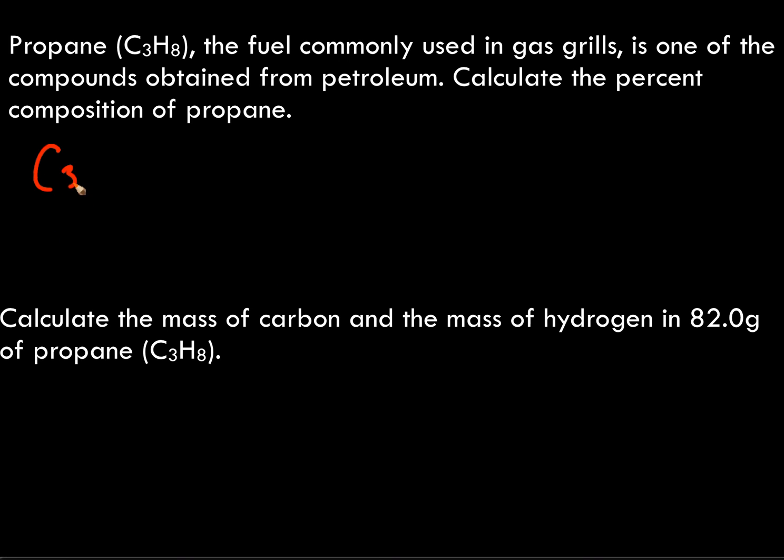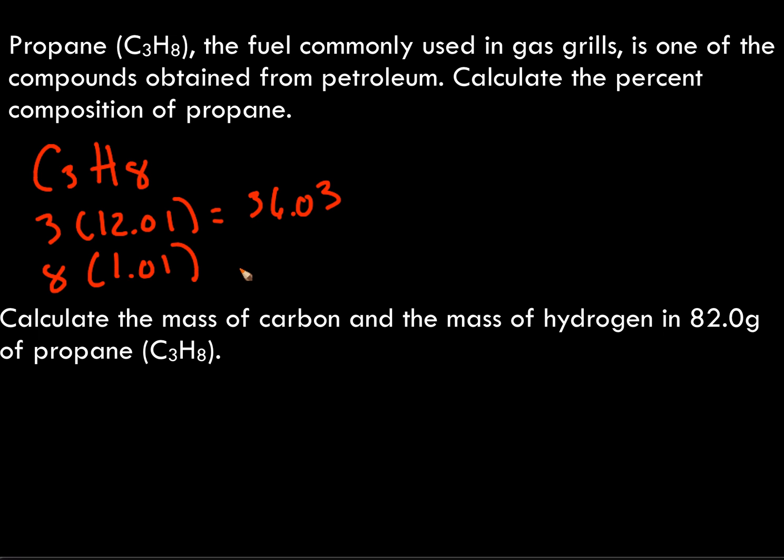So we have C3H8. What I like to do for these problems, I like to calculate the molar mass before I do anything, so I know my whole is. So I have 3 carbons at 12.01 apiece. I have 8 hydrogens at 1.01 apiece. So I have 36.03 and then 8.08. So if I add these together, I'd have 44.11 grams. So now, percent composition of, we'll say carbon first.